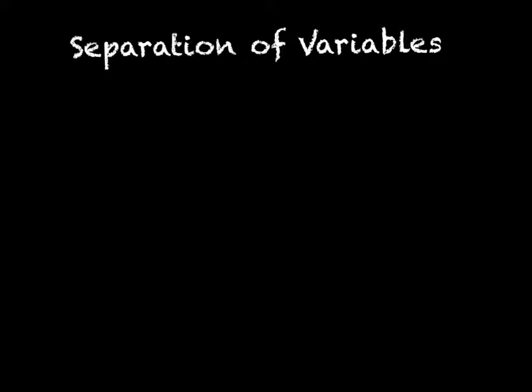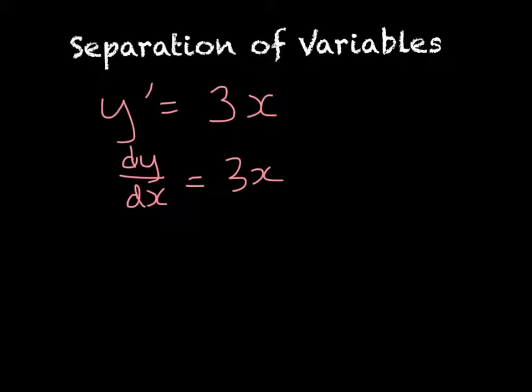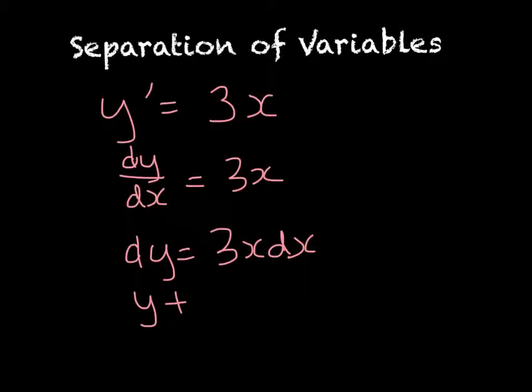So we can look at an example of this. Let's say that y prime equals 3x. What we can do here is replace y prime with dy/dx. Now we want to get all of the x terms on one side and all of the y terms on the other. We can do this easily by just multiplying through, so we get dy equals 3x dx. At this point, we can just integrate both sides. So we get y plus a constant c equals 3/2 x squared plus a constant c.